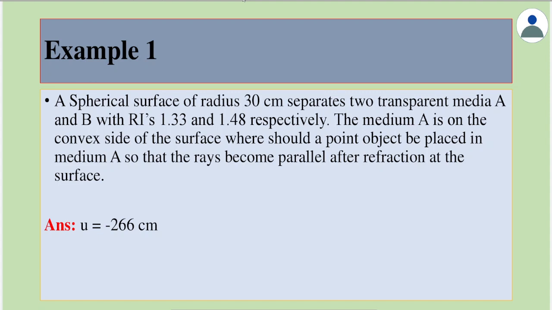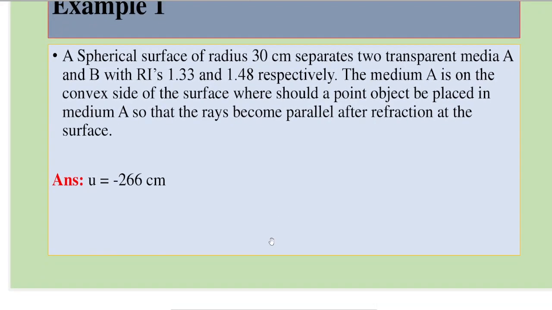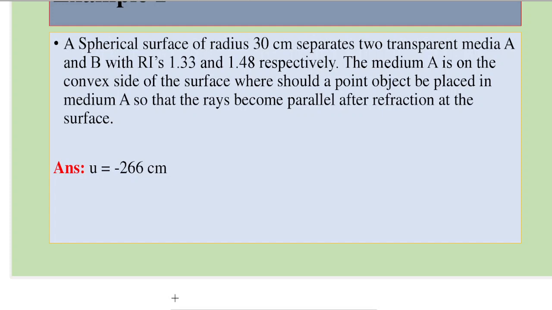We'll take some numericals to understand the earlier concept. Example 1 says a spherical surface of radius 30 cm separates two transparent media. Media is the plural of medium, called A and B, with refractive indices 1.33 and 1.48 respectively. The medium A is on the convex side of the surface. There should be a comma here. Where should a point object be placed in medium A so that the rays become parallel after refraction?